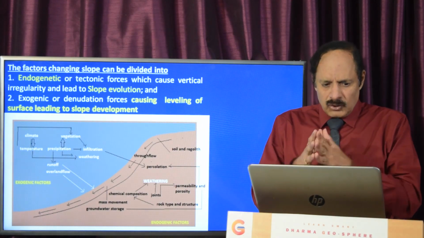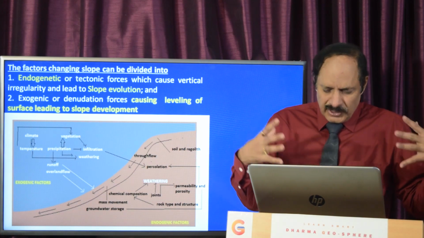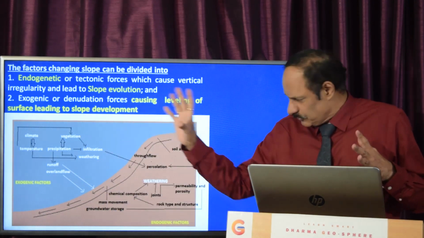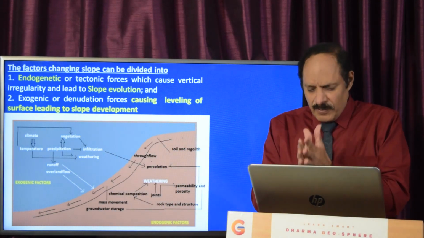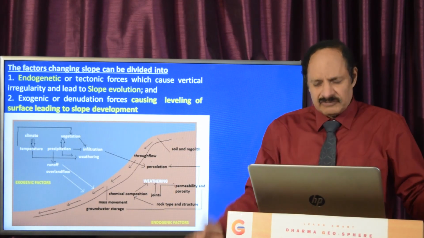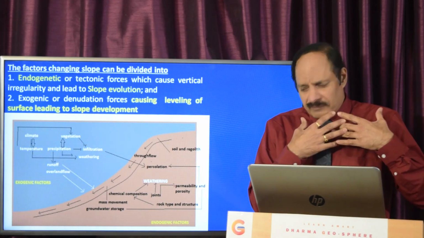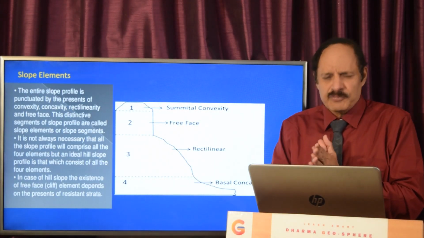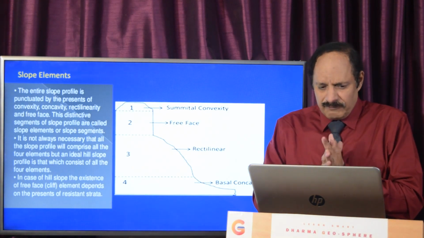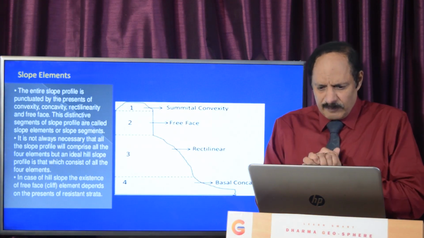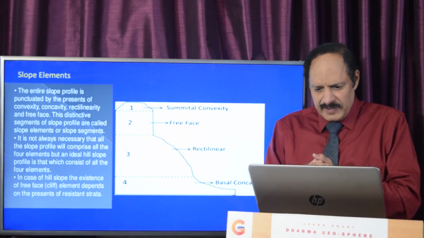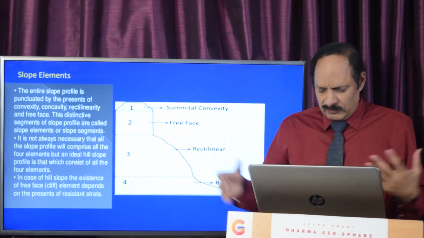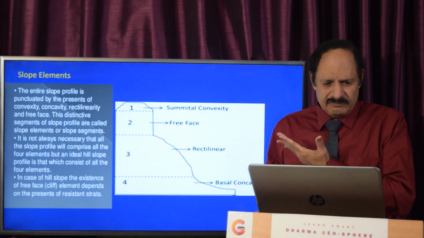So when you are writing about the exogenic and endogenic features, it's better to draw a diagram like this and show the exogenic and endogenic forces diagrammatically. It gives a much more aesthetic appeal instead of just simply writing it in a routinized way. And then slope elements, this I am sure you would have studied even while preparing for the prelims. It has a summit convexity, there is a free face, then there is a rectilinear slope, and then this is the base concavity. Basically the cycle of erosion.